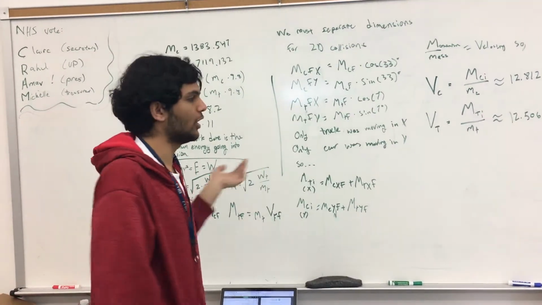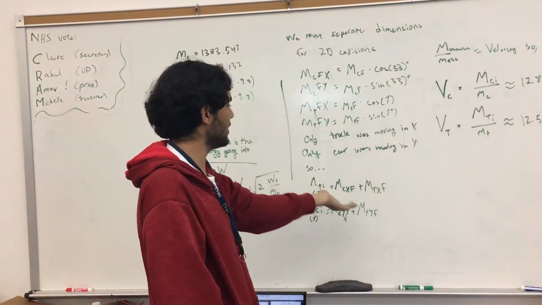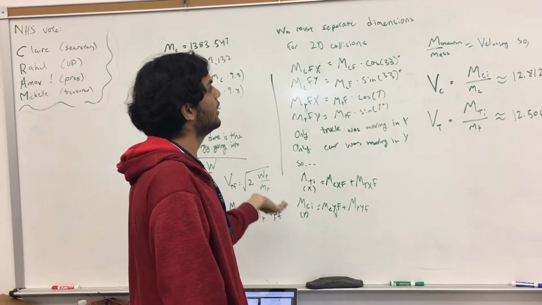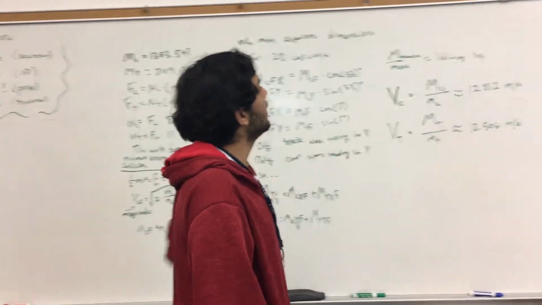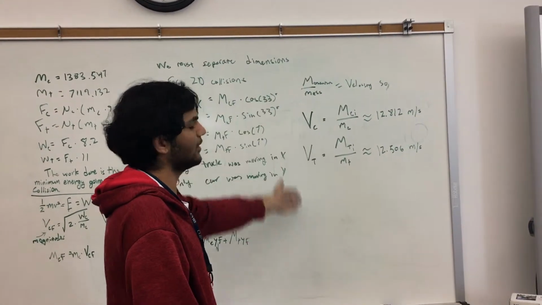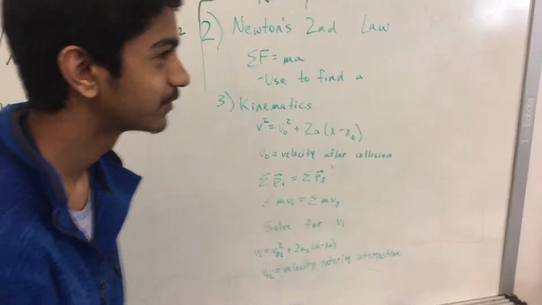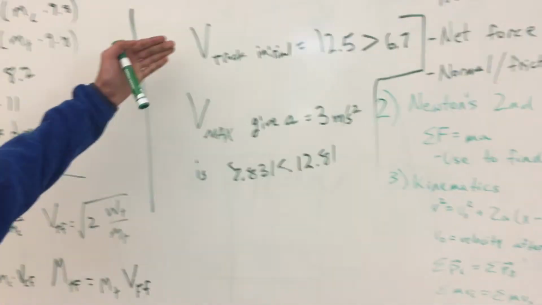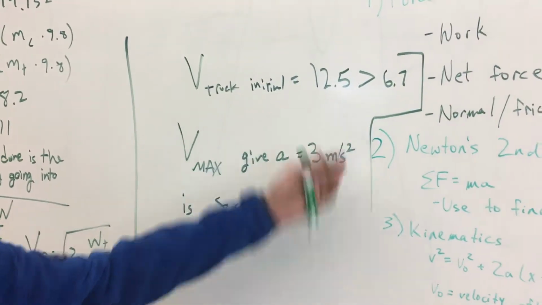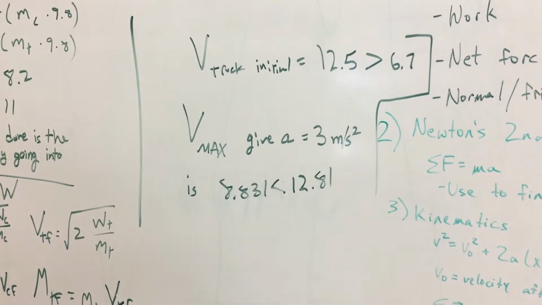We know that only the truck was going in the x, and only the car is moving in the y. So all of the x momentum is the momentum of the truck, and all the y momentum is the momentum of the car, right? Momentum over mass is just velocity, so we can get the initial velocities of the car and the truck like this, and there they are. Using this, we find that the initial velocity of the truck when it entered the intersection was 12.5 meters per second, which is faster than the stated velocity of 6.7.